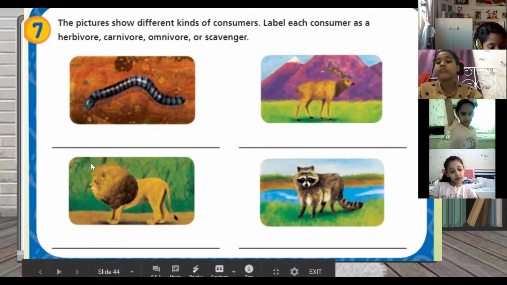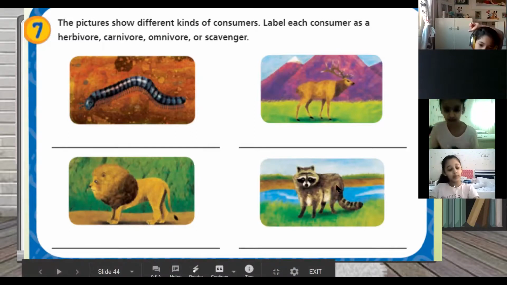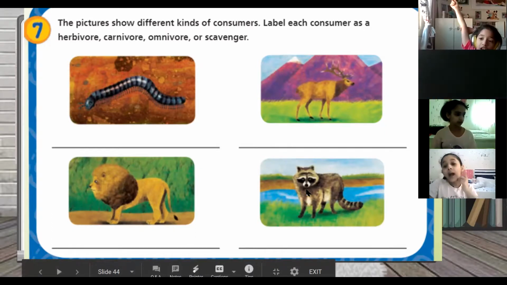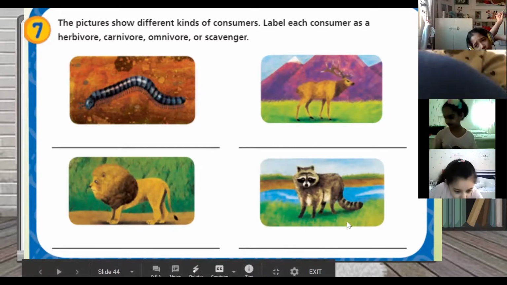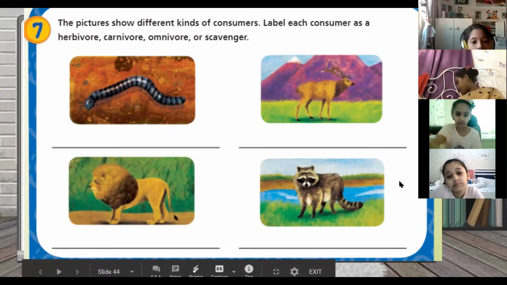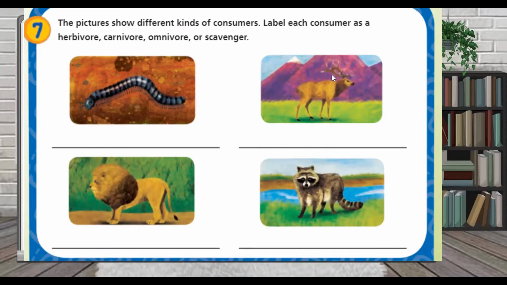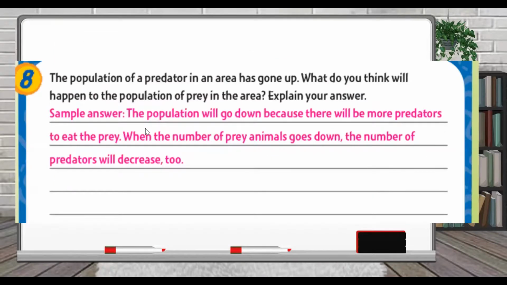Okay, what about a lion, Maria? It's a carnivore. Excellent, a carnivore. What about the raccoon, Aline? A scavenger? No. Herbivore? No. Okay, Leanne. It's an omnivore. Excellent, like us humans, omnivore. What about this one? This one is a herbivore and the scavenger is the worm over here. Okay, guys? A worm is the scavenger.